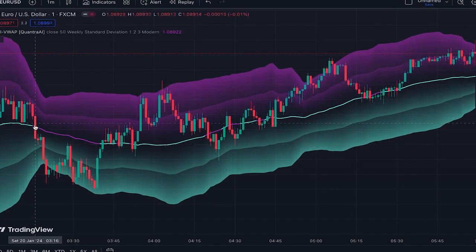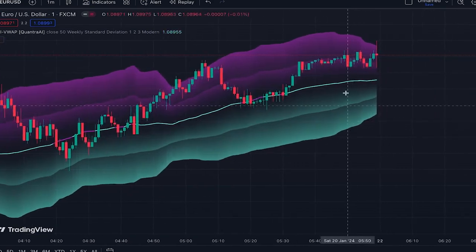When a candle closes below the VWAP line, the line becomes purple and it's a bearish signal, and when a candle closes above the VWAP line, the line becomes blue and it's a bullish signal. But similar to moving averages, we can have many false signals, which I'll explain later.